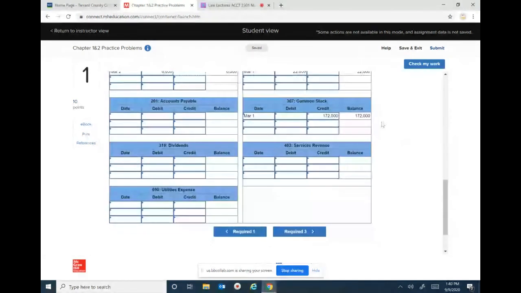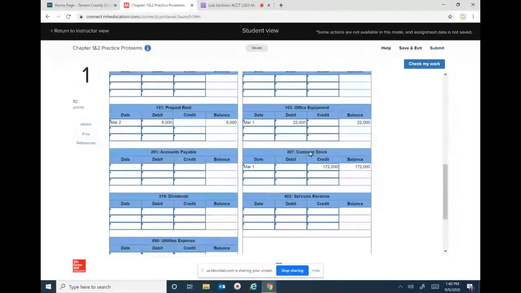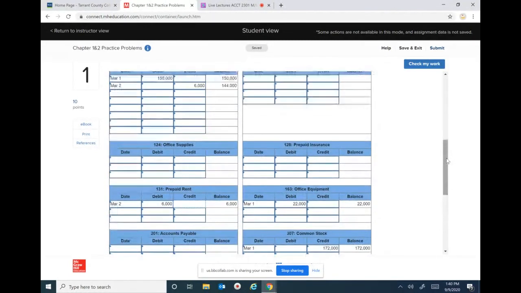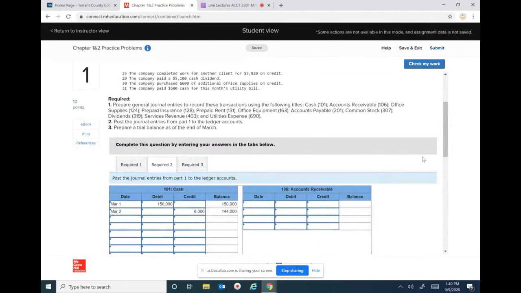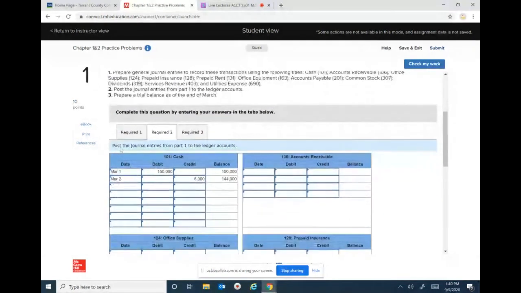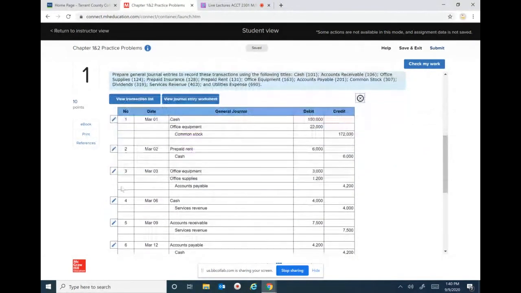I'm going to scroll down and look at the common stock. For common stock, stockholders' equity accounts, liability accounts, and revenues, they will increase on the credit side. So we expect their balances to be on the credit side. If you want to finish this exercise, you'll continue taking each one of the transactions and posting it to the different accounts. This is what we call posting. We post in the general ledger.